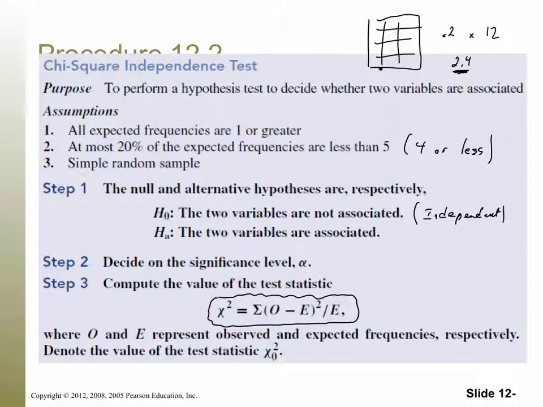Does that make sense? So we could have 0, 1, or 2 of these boxes being 4 or less in their frequency, then we're okay. But if 3 or more of these boxes showed less than 5 observations, then you can't really do the test reliably. Does that answer it? Yeah. Cool.